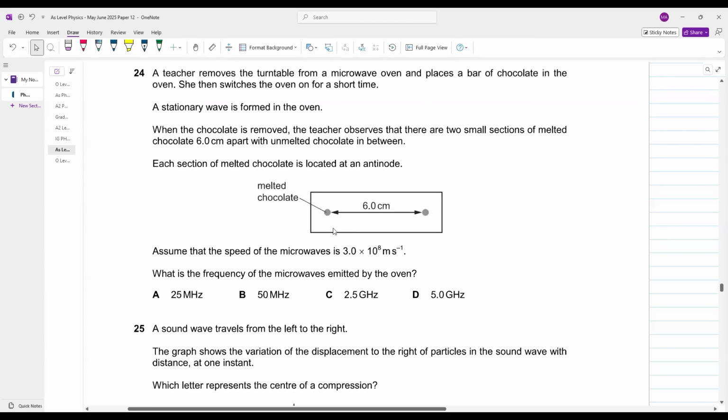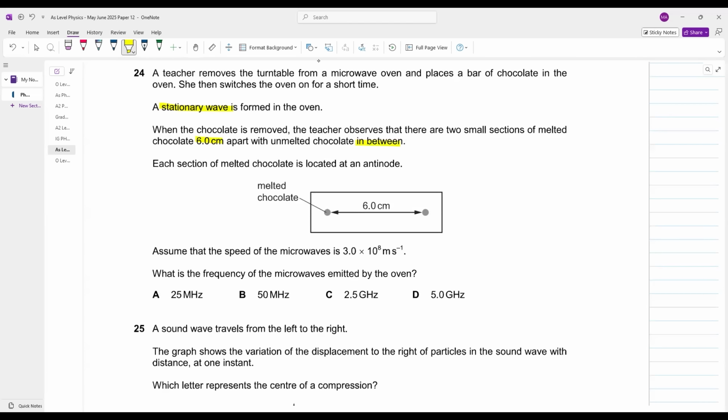Okay, let's see this. This is a heavy question, I think. A teacher removes the turntable from a microwave and places a bar of chocolate in the oven. She then switches the oven on for a short time. A stationary wave is formed. When the chocolate is removed, the teacher observes that two small sections of melted chocolate are 6 centimeter apart with the unmelted chocolate in between.